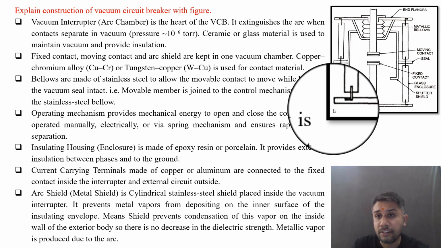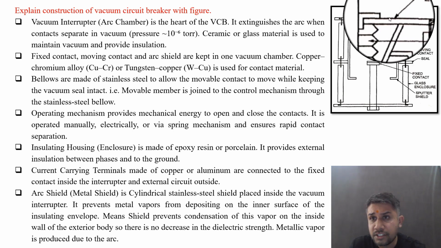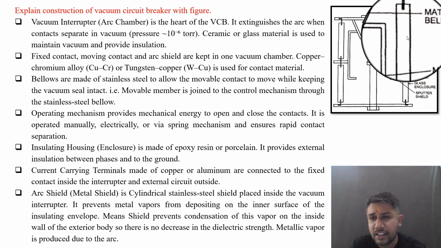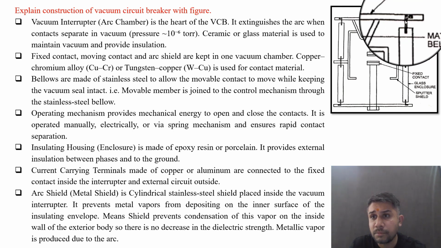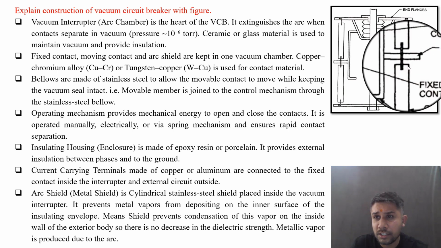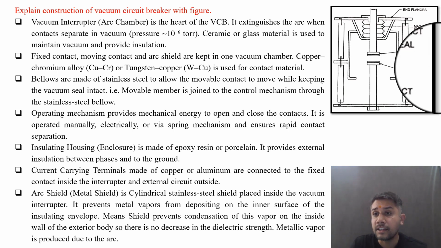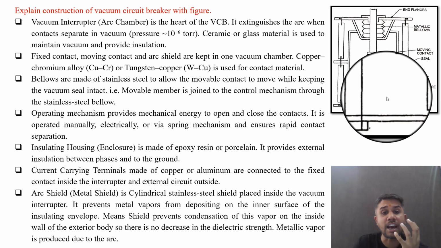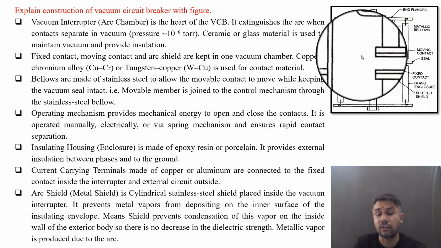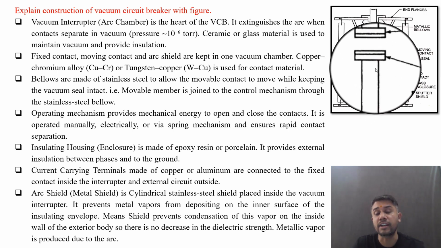So this is the complete figure. You can visualize this. This is metallic bellow. These are the end flanges. Here you can see this. These are the end flanges. This is the connection in between. This is the outer glass enclosure. Here you can see this. This is the airtight seal or the vacuum seal intact, and this is the sputter shield, that is the arc shield or metallic shield that is provided on either side of the contacts. So this is the moving contact and this one is the fixed contact. So this is the basic constructional detail of vacuum circuit breaker with a proper figure.